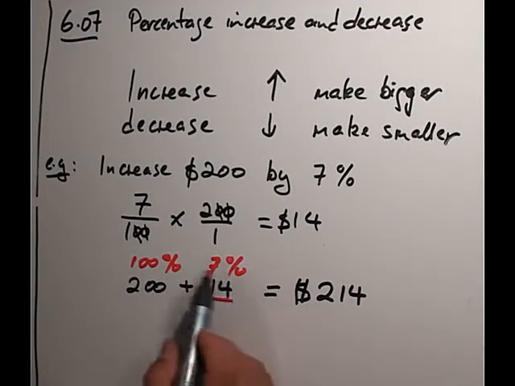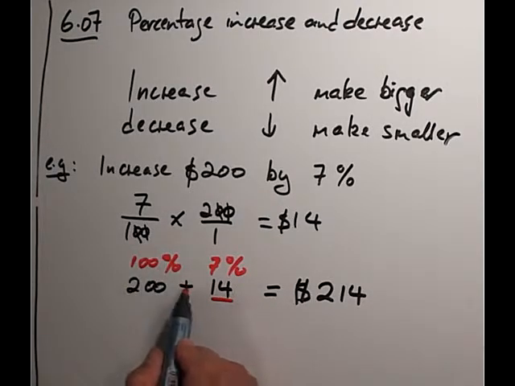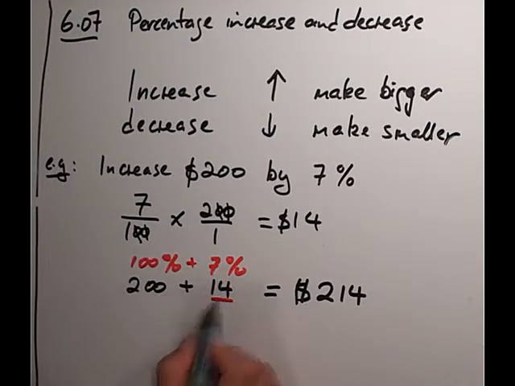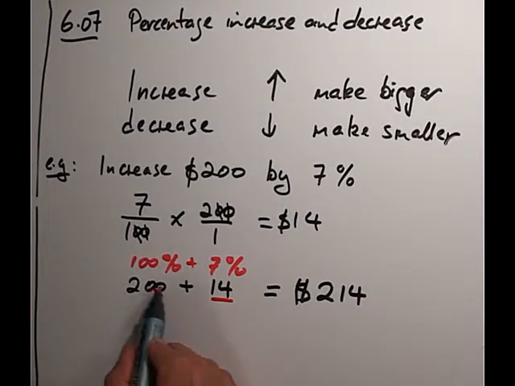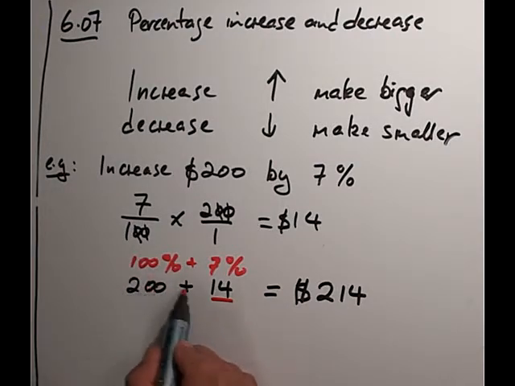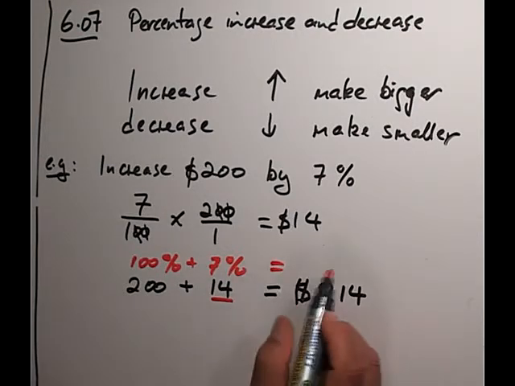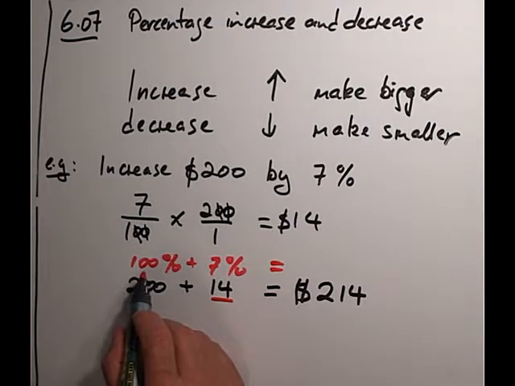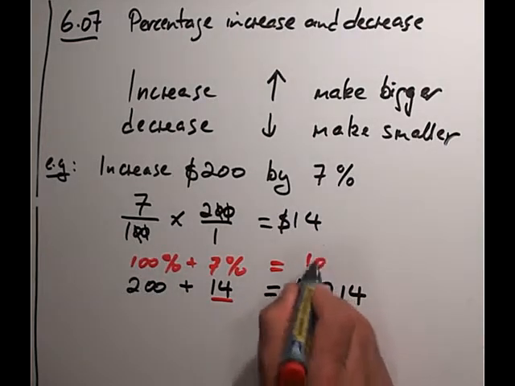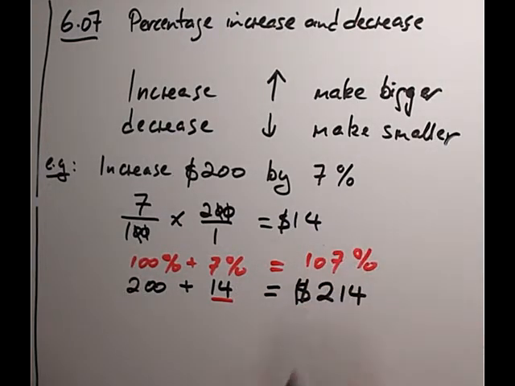So looking at the percentage up here, I've got 100% plus 7%. So my 100% is the 200, the 7% is the 14. So really I'm adding 100% of my money to 7% of my money. So what is my total amount in terms of percentages? 100 plus 7, it's 107%. In other words, the $214 is in fact 107% of my original amount. Why did I say that?